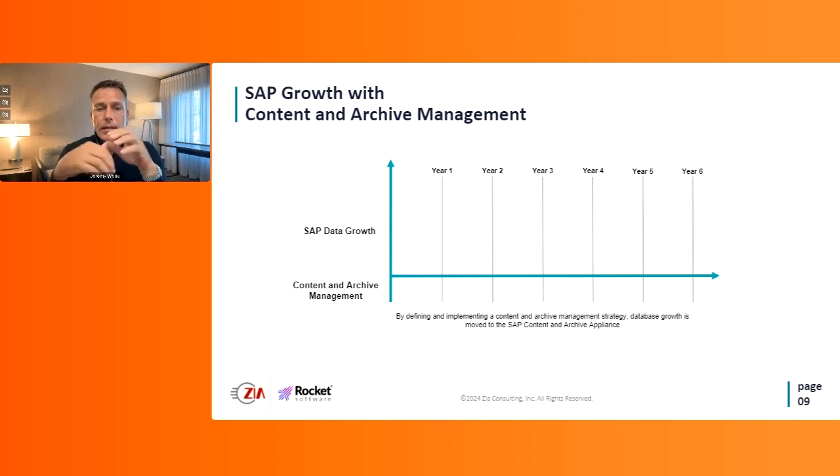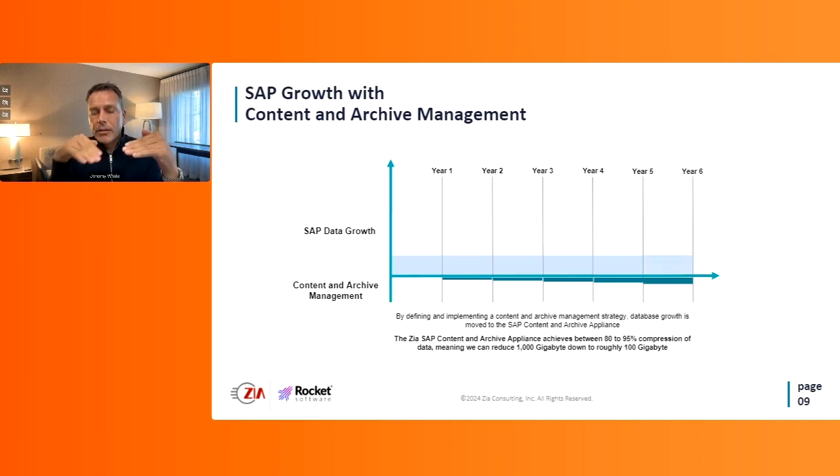So what happens is, as we go year over year and we're experiencing that 15 to 20% growth, we're moving through the archive strategy, moving that content into the repository. The line that you see below, this teal line here, is the content and archive management repository. And we're moving that content into that repository. And we'll talk about whether or not that data is still connected. It is, spoiler alert, but we'll talk about that in more detail in a few slides here.